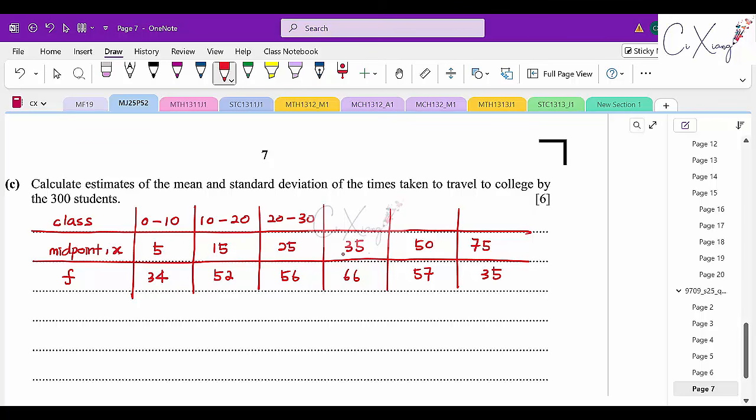Okay, so after I get the midpoint and the frequency, I can start calculating the mean. What's the formula for the mean, yeah? Do you still remember? Okay, so the mean formula is summation of fx divided by the summation of f. Summation of fx means that you take all the frequencies and multiply with the midpoints. So first frequency, multiply with the first midpoint. Second frequency, multiply with the second midpoint, and so on.